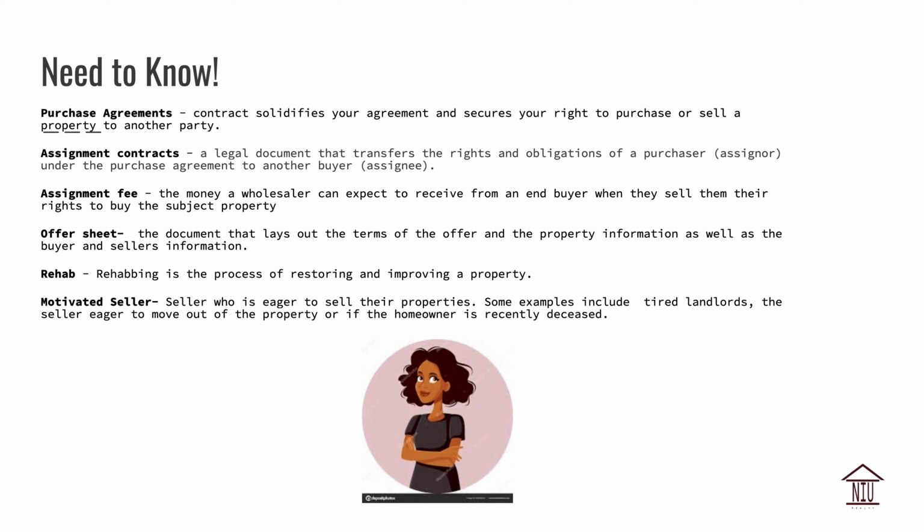Assignment fee is the amount that you make between the seller, you, and the buyer. And an offer sheet is a document that lays out the terms of the offer for the property. This is what you give the seller.